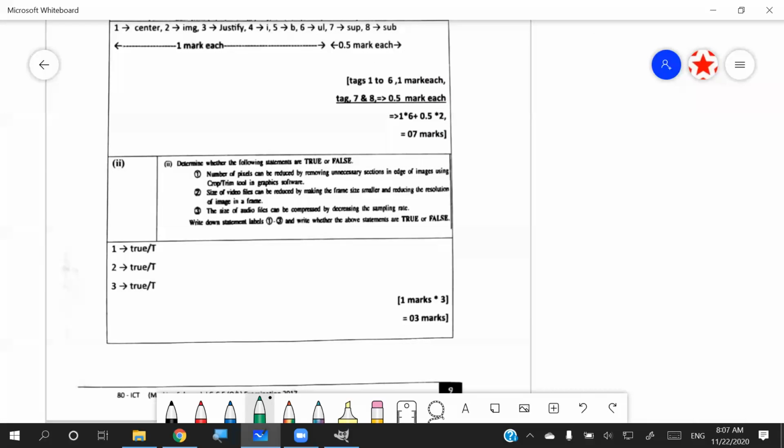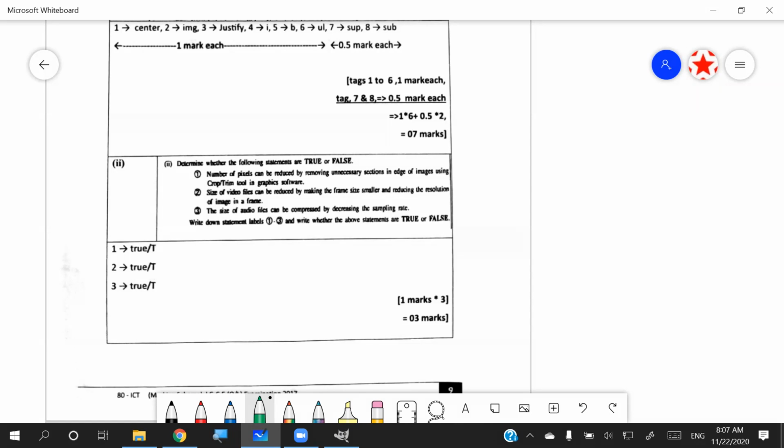In the second part, they are just asking about the true false things. Number of pixels can be reduced by removing unnecessary section in edge of images using crop trim tool in graphics software. Yes, when you're having unnecessary things in the edges, you can crop it and remove things, right?